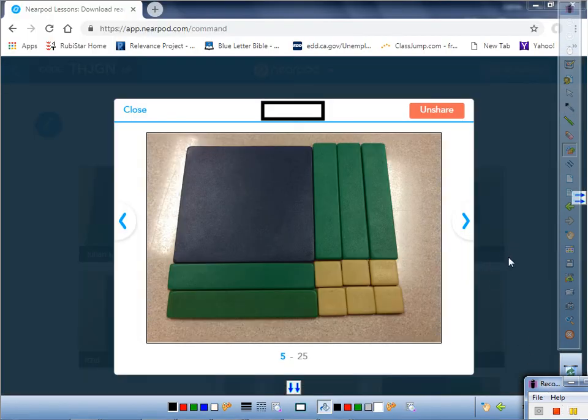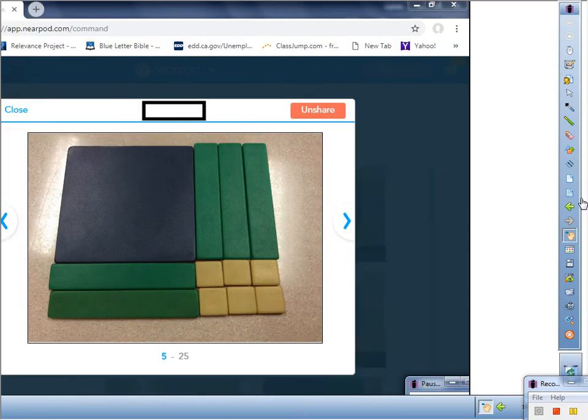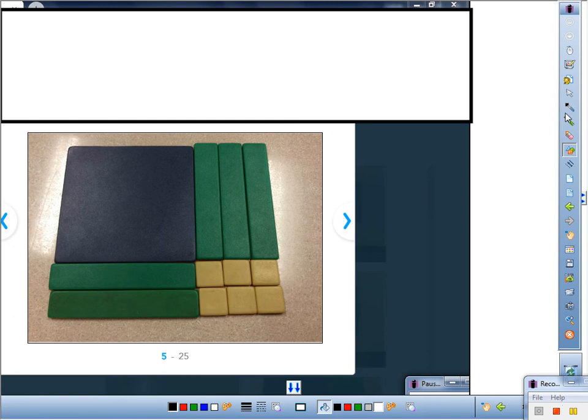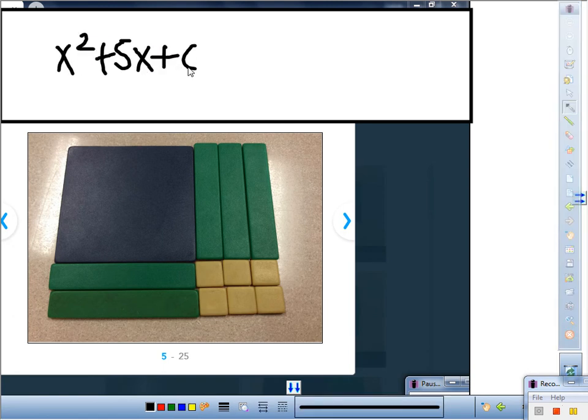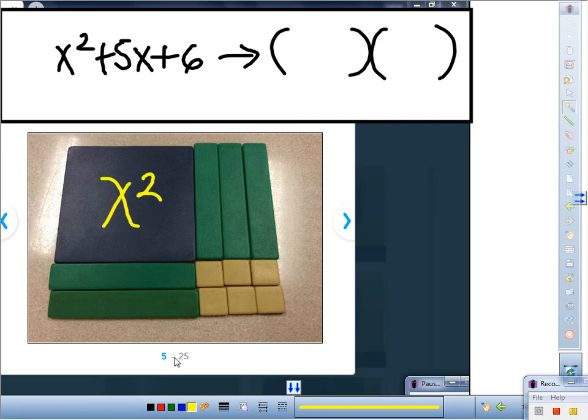Alright, so this is what you have. I'm going to use this one. So what did we start with? We started with x squared plus 5x plus 6. Is that correct? Yes. And our factors are, let's see if you got it. We know that this is x squared, therefore this is x and x. So far so good? Yes.